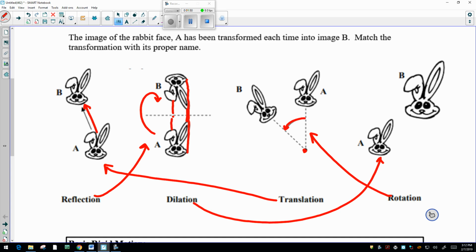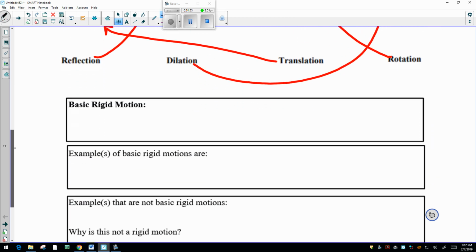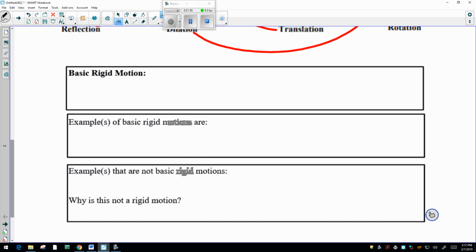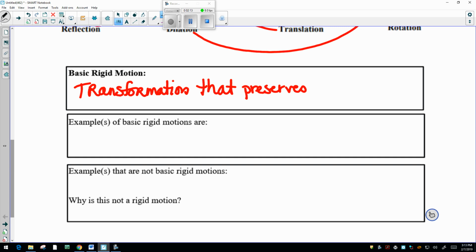So we have just identified 3 of these last 4 have been what's called a basic rigid motion. And what that is, some sort of a transformation that preserves, and by preserving we mean it doesn't change. So preserves, I'm going to say shape and size, but when I say shape, I think we know what I mean. If it's a triangle, it stays a triangle. If it's a square, it stays a square.